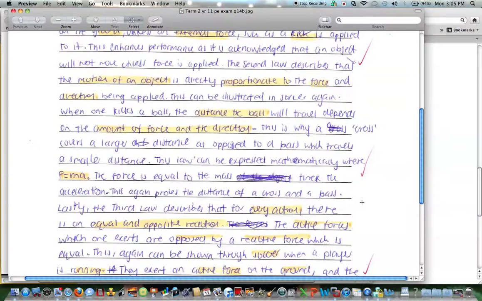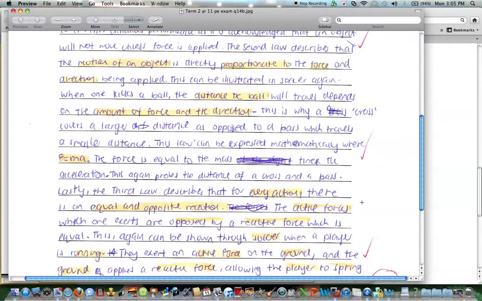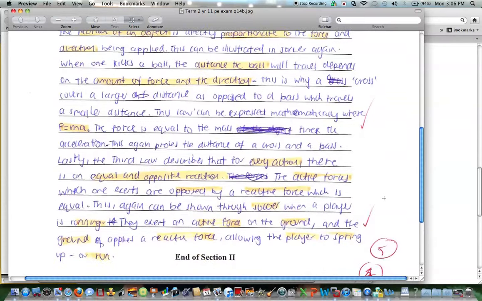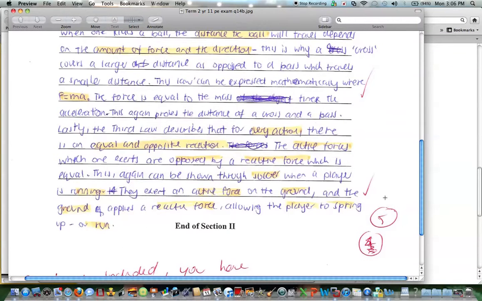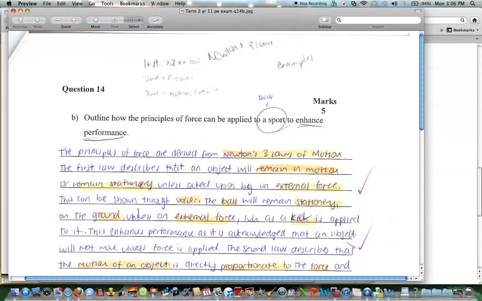Lastly, the third law describes that for every action there is an equal and opposite reaction. So the underlining, the explanation, the understanding of the 3 laws. The active forces which are exerted are opposed by a reactive force which is equal. This again can be shown through soccer when a player is running. They exert an active force on the ground, and the ground applies a reactive force allowing the player to sprint or run. So all 3 have been shown. Again, a very good answer, well set out, well highlighted and constructed, covering all the different aspects of the question that was asked.